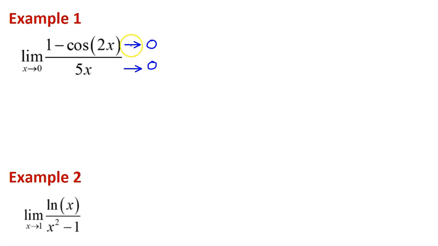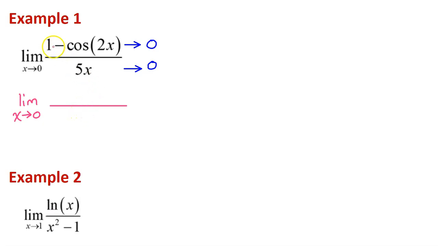It is mandatory that you write arrow 0 before you use L'Hopital's rule. If the numerator and denominator are both approaching 0, or if they are both approaching infinity, L'Hopital's rule says you can take the derivative of the numerator and the derivative of the denominator without changing the value of the limit.